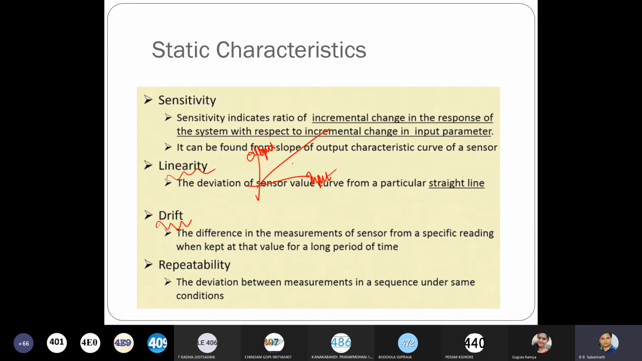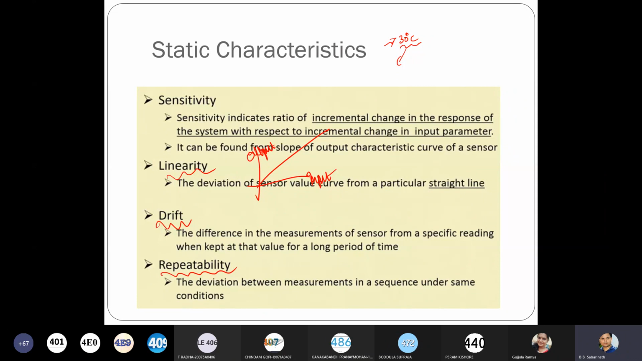Whatever it may be, you just see this drift. Drift is nothing but the difference in the measurements of the sensor from a specific reading when kept at that value for a long period of time. For example, if you measure 30 degrees centigrade today or tomorrow or the day after tomorrow, it must be 30 degrees centigrade, right or not? It should not change. Like that, there are different characteristics of a sensor.